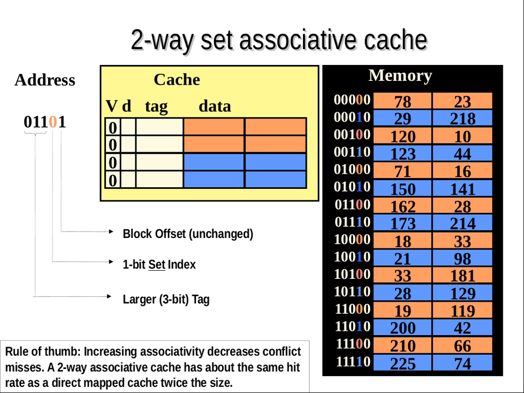So rule of thumb, increasing associativity decreases your conflicts, which is great. A two-way associative cache has about the same hit rate as a direct map cache twice the size. And that hopefully makes some sense, because if you have twice the size of the direct map, then you're hopefully splitting up your memory a little better.